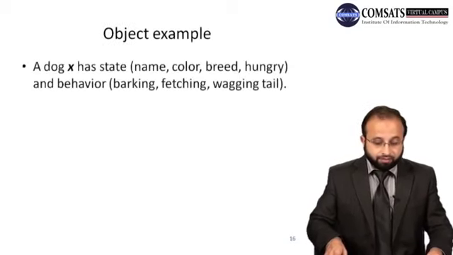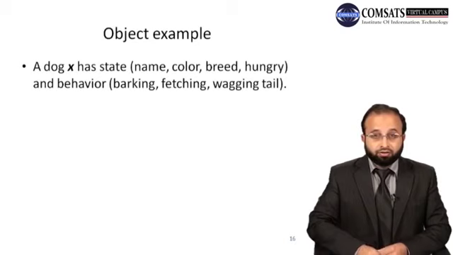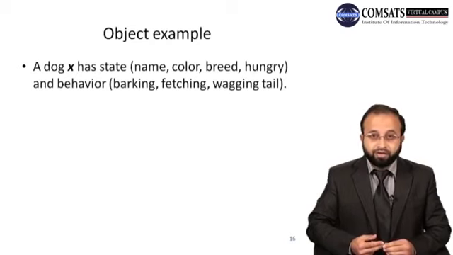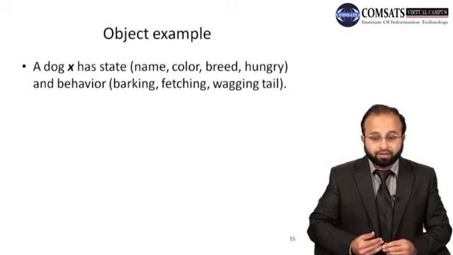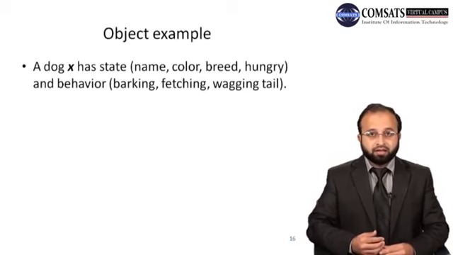Object example: a dog X has state. A dog X is a particular dog, let's say my dog or the dog of my neighbor. It has some state. For example, it has a color, name, breed, or hungry, and so on. And it has behavior. Behaviors are barking, fetching, wagging its tail.